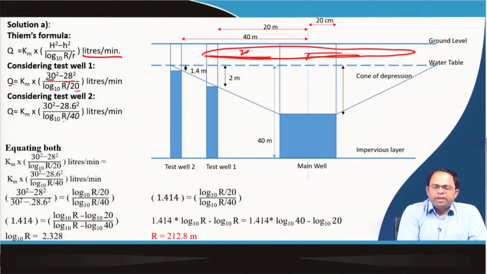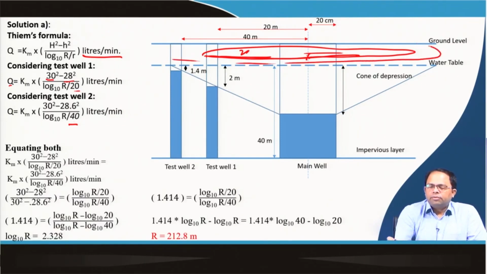Similarly, for test well 2, we assume a second well in the same way, but here we take 40 and the drawdown is 28.6. So, the height after pumping is 28.6 meters because of 1.4 meters of drawdown, and this 40 meter is the radius. So, this is the second concentric well or circle that we can take. Now, because these are of the same well, within the same drawdown curve, we can assume both of them would be the same.